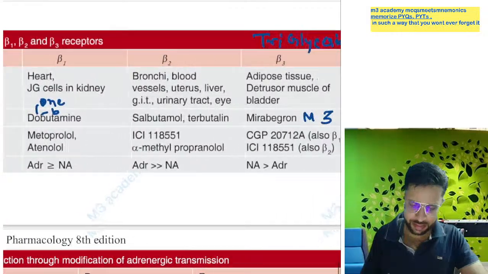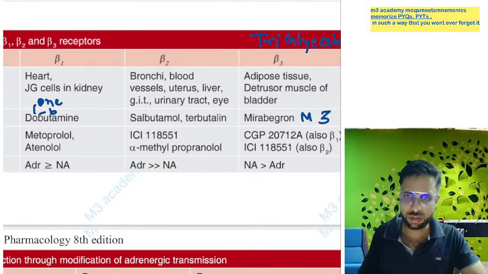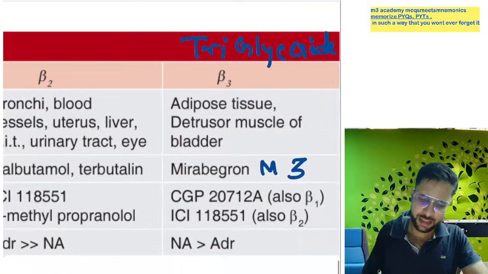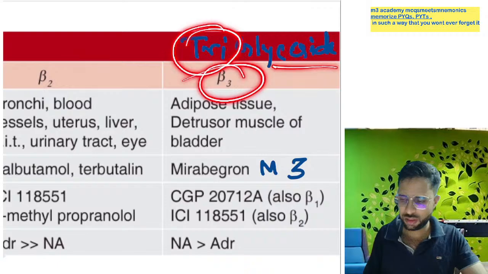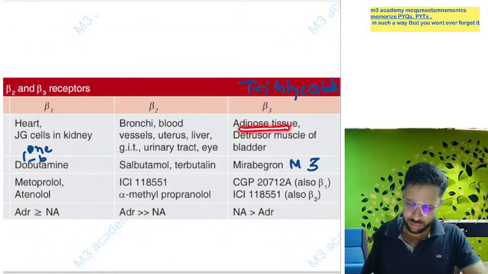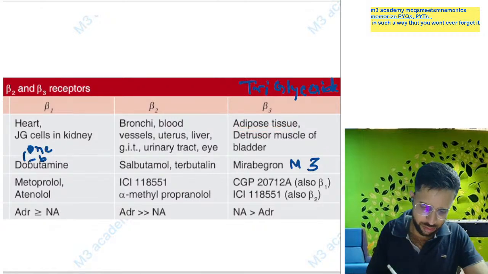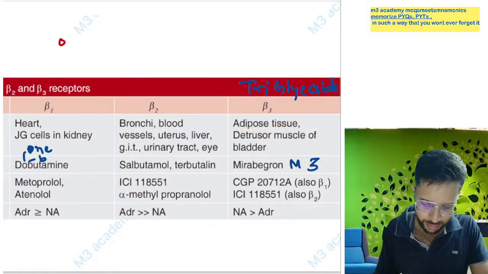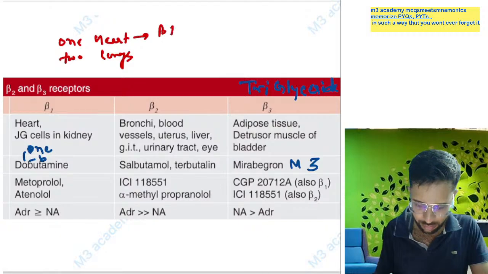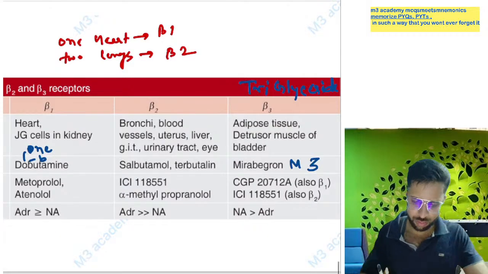Here you can see beta 2: we have one heart and two lungs, so beta 2 on the bronchi, and the rest of the organs like the uterus and the liver. And beta 3, you can remember with triglyceride: tri means beta 3 receptor on the lipid tissue, adipose tissue. Many of you already know this mnemonic: we have one heart and two lungs. One heart means beta 1 in the heart, lungs have beta 2.